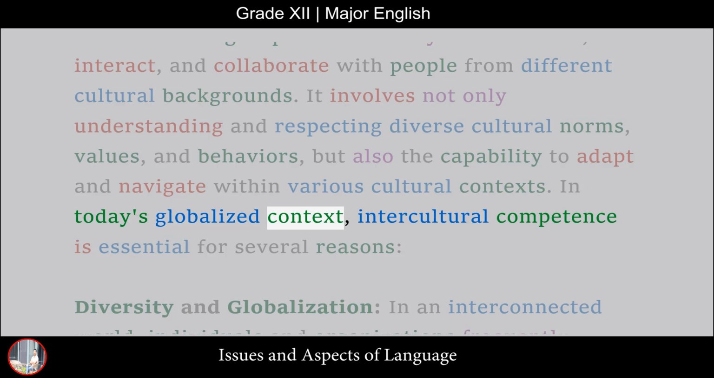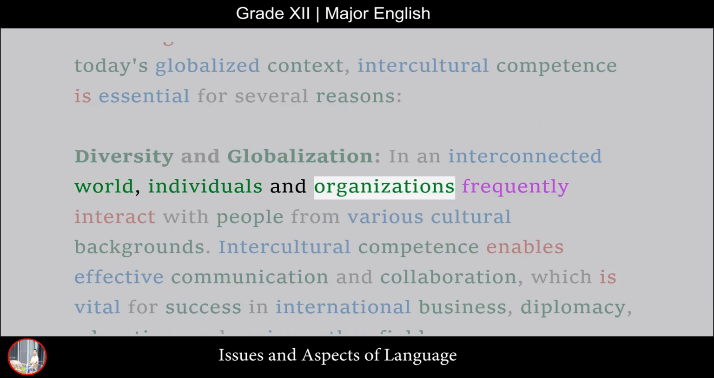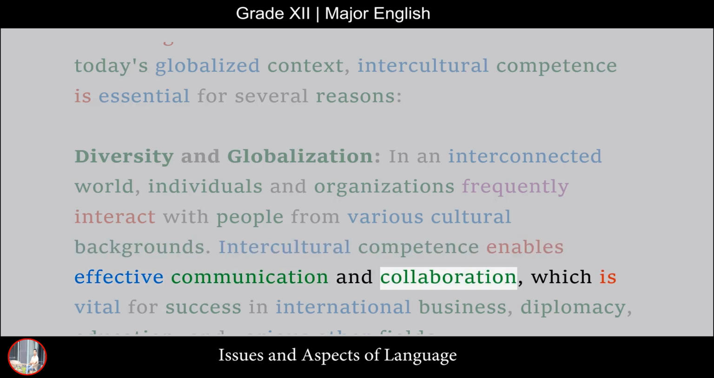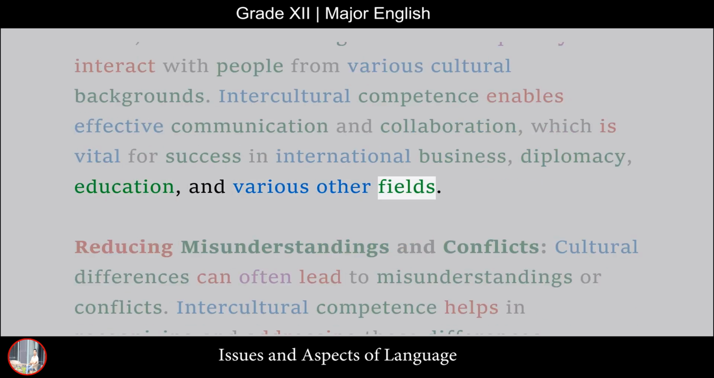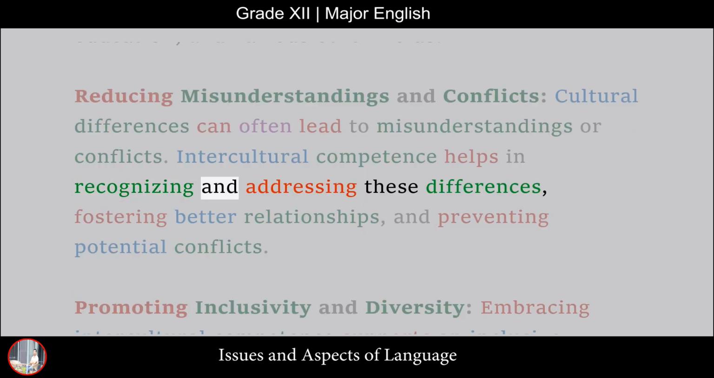In today's globalized context, intercultural competence is essential for several reasons. Diversity and globalization. In an interconnected world, individuals and organizations frequently interact with people from various cultural backgrounds. Intercultural competence enables effective communication and collaboration, which is vital for success in international business, diplomacy, education, and various other fields. Reducing misunderstandings and conflicts. Cultural differences can often lead to misunderstandings or conflicts. Intercultural competence helps in recognizing and addressing these differences, fostering better relationships, and preventing potential conflicts.